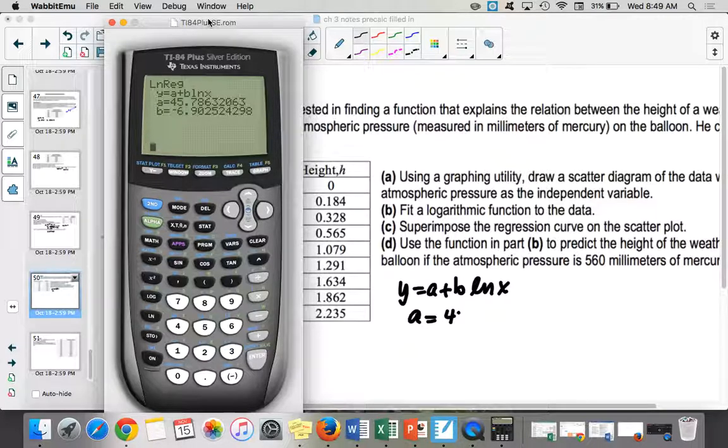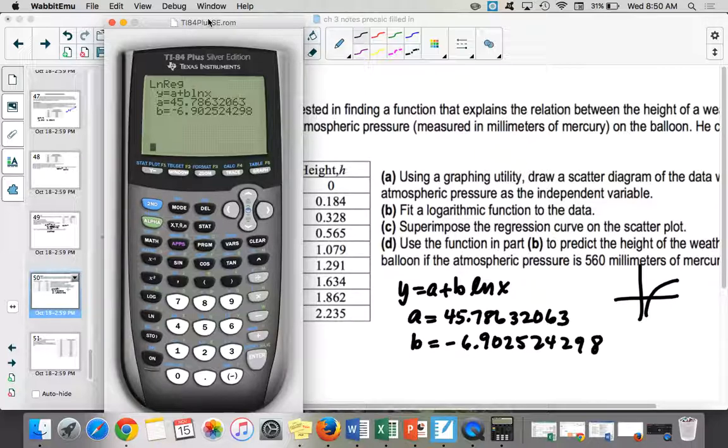So 45.78632063. And then B is negative 6.902524298. Did you guys have those numbers? All right, so that makes sense because that B is negative. That means that the logarithmic function, which typically goes like this, was flipped over, so it's going downwards. Okay, so that's okay.